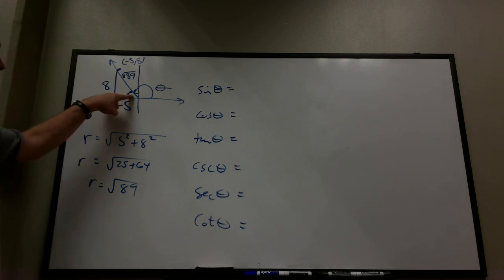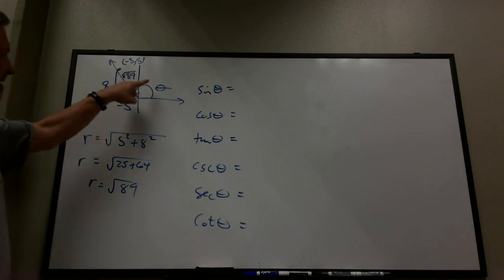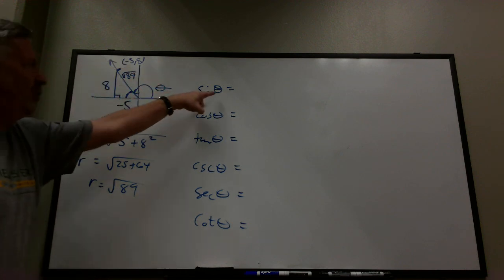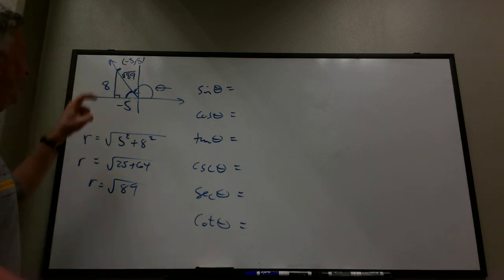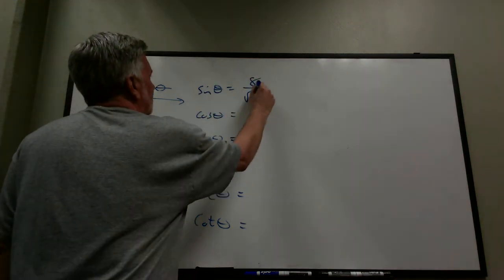So sine is y over r, or if you prefer, opposite over hypotenuse. It's not the side opposite theta, even though we're taking sine of theta. It's the side opposite the helping angle here. So opposite over hypotenuse, that's 8 over square root of 89.